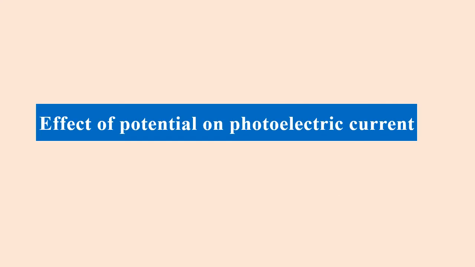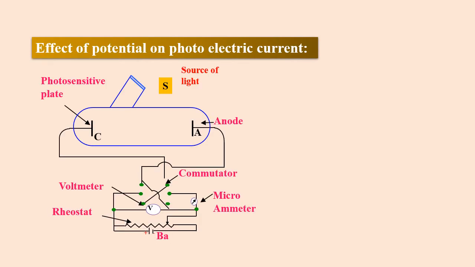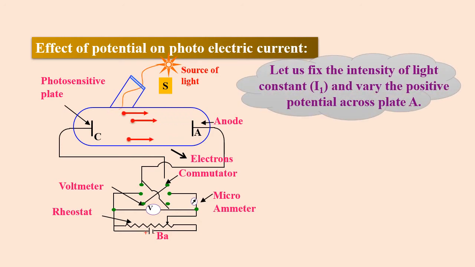Effect of potential on a photoelectric current. When the source emits light, ultraviolet radiation from the window is incident on the cathode plate, or photosensitive plate, and electrons are ejected and move towards the anode. In this case, we are going to see how the photoelectric current varies with the potential. Let us fix the intensity of light constant at I1 and vary the positive potential of plate A.